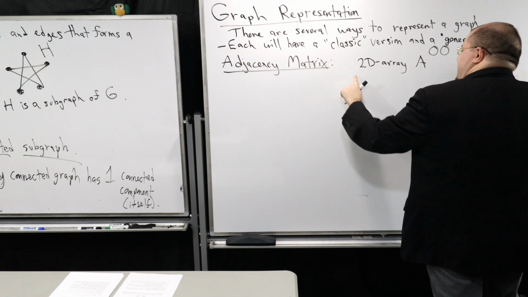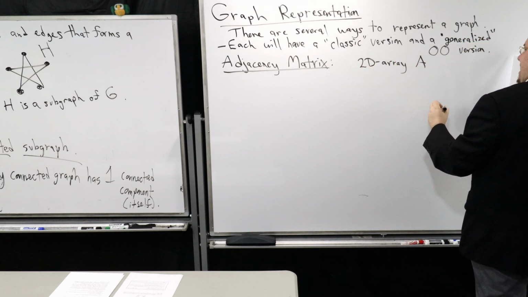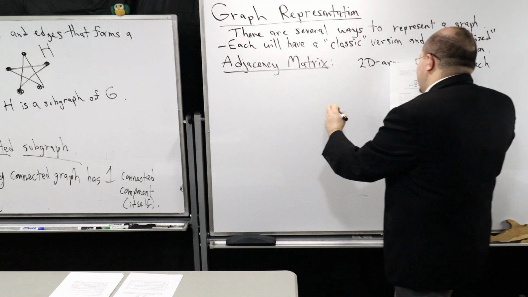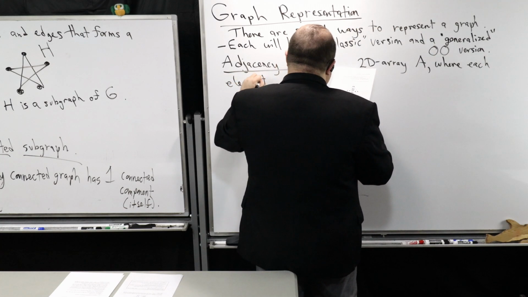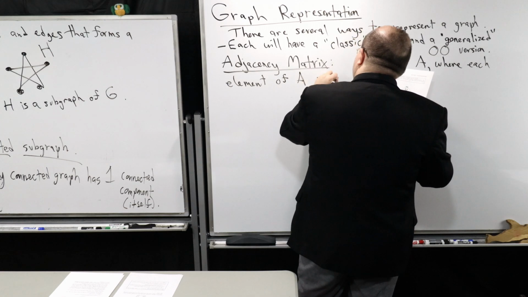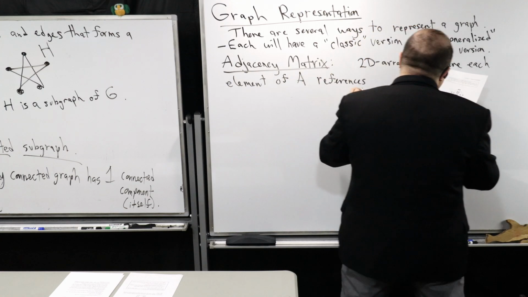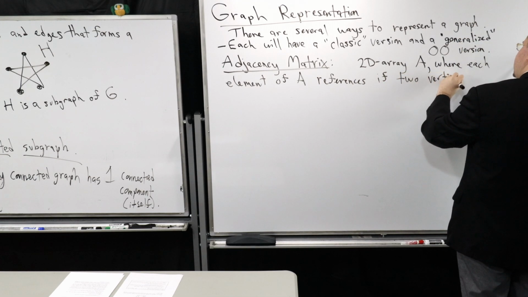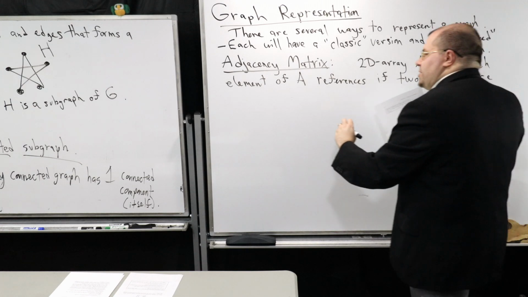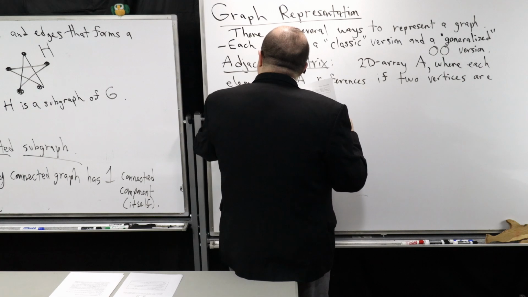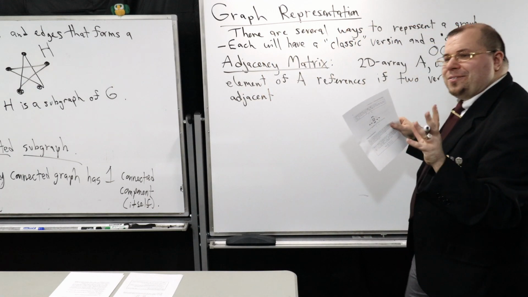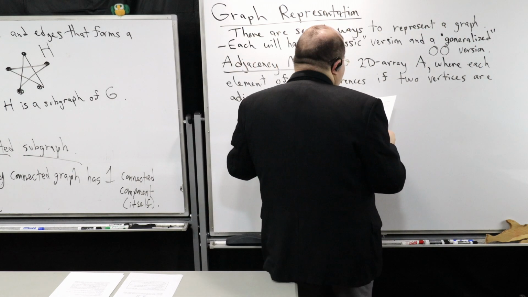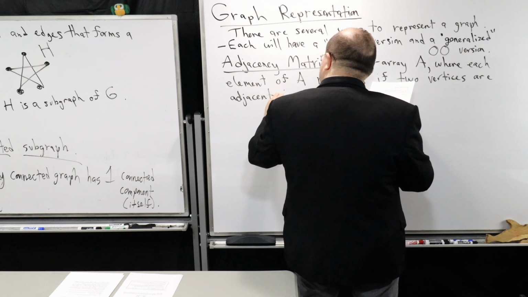Okay, I'm just getting rid of the A here. That's a little bit weird. A 2-dimensional array A, where each element of A references if two vertices are adjacent or not. It's a little squeaky. If the squeak ever annoys you, let me know, okay? I'll switch to a different marker. Are adjacent or not.